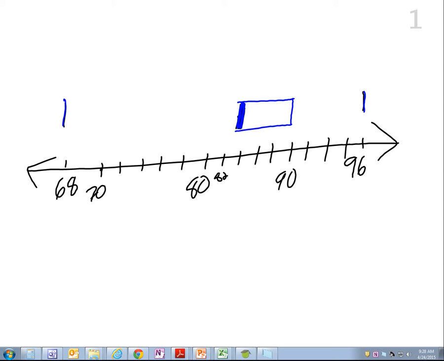So Sean, what do you have for the median of the lower half of the data? 80? Is that right? What do we have? It was 79. And do you have a label there? So we need to put a label up there as well.